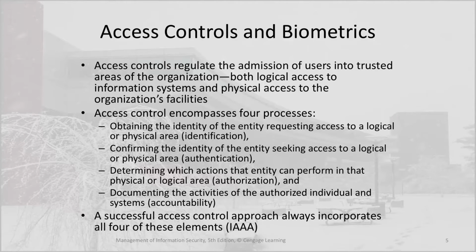Second is confirming the identity of the entity seeking access to a logical or physical area. This is called authentication. Third, determining which actions that entity can perform in that physical or logical area. This is called authorization. And fourth, documenting the activities of the authorized individual and systems. This is called accountability. A successful access control approach always incorporates all 4 of these elements.